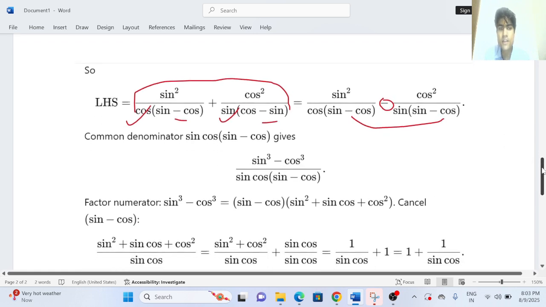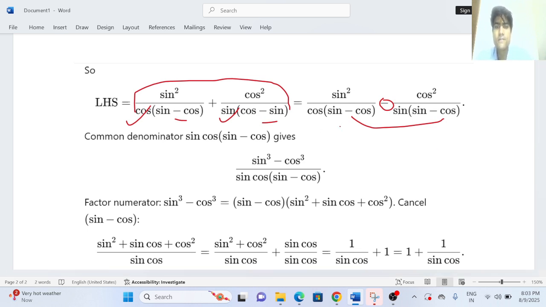Now as we proceed further, you can see that in both denominators we have sine minus cos. Since we have sine minus cos in both denominators, after taking the LCM of these two terms, we get sine cube minus cos cube. Once we simplify it further, sine cube minus cos cube is sine minus cos into sine square plus sine cos plus cos square.